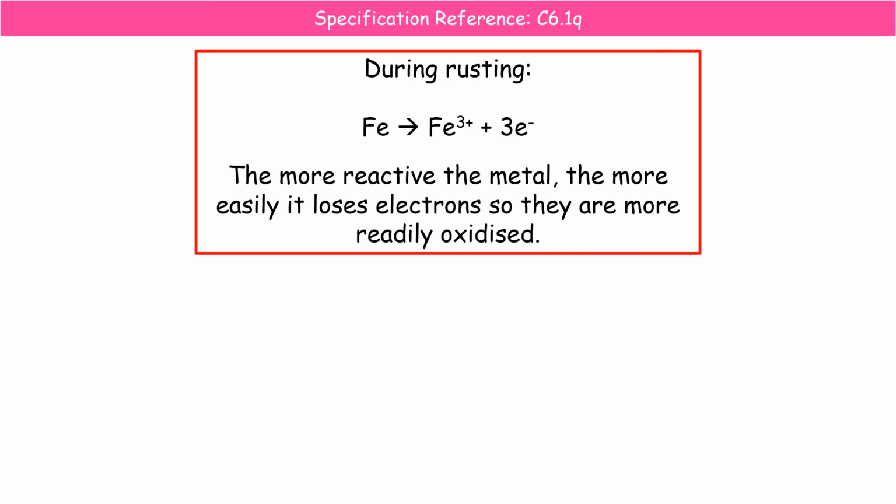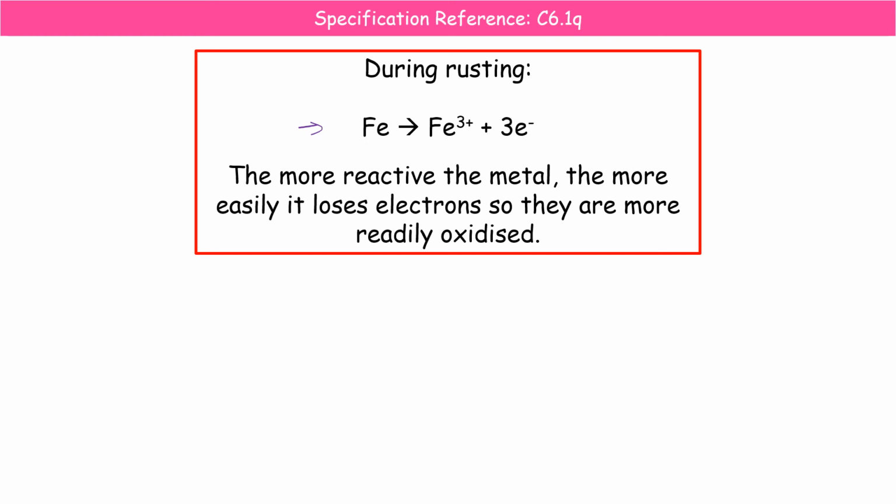Now, what we actually find is if we need to write the half equation for rusting, then this is it. We start off with iron atoms, and then we're going to form the iron 3 ions. So Fe3+, and in order to change iron atoms to iron 3 ions, we need to also have 3 electrons there.